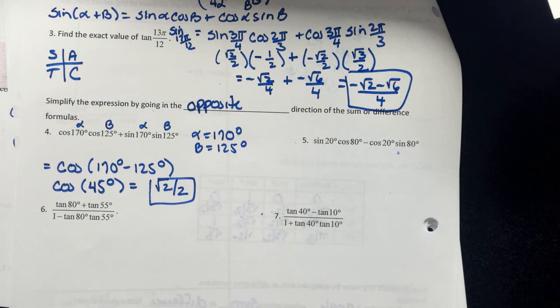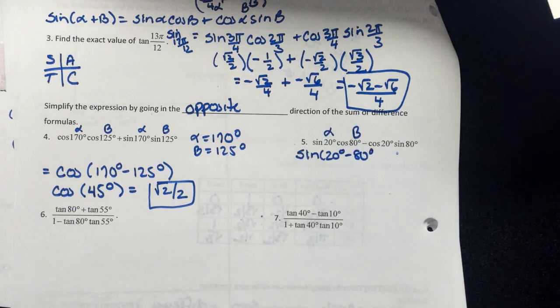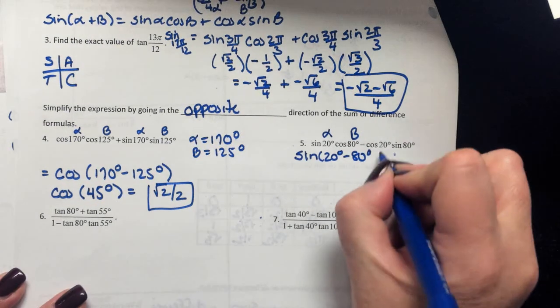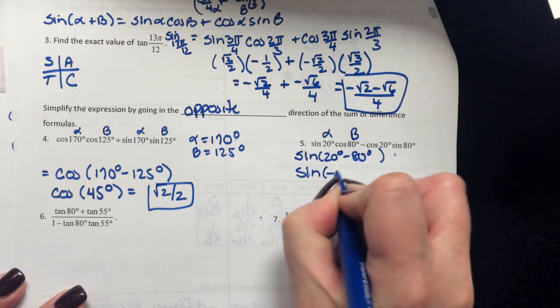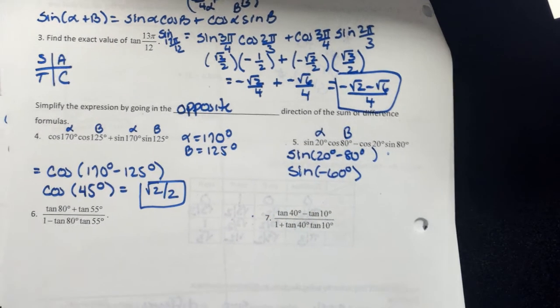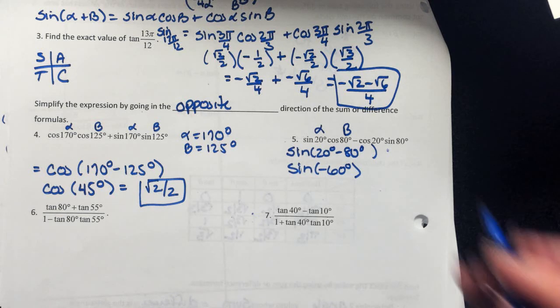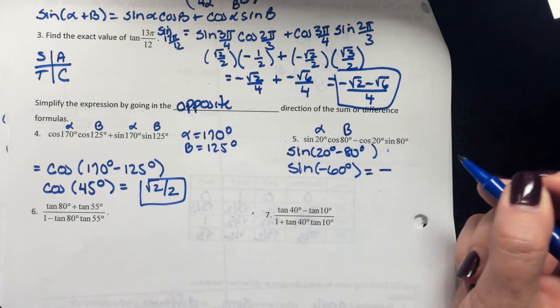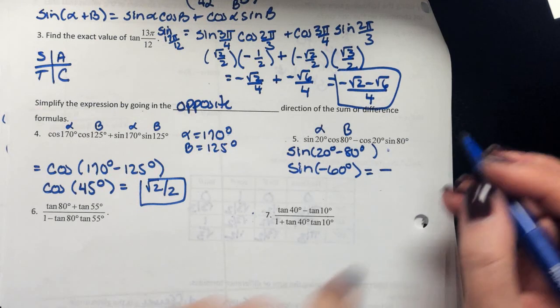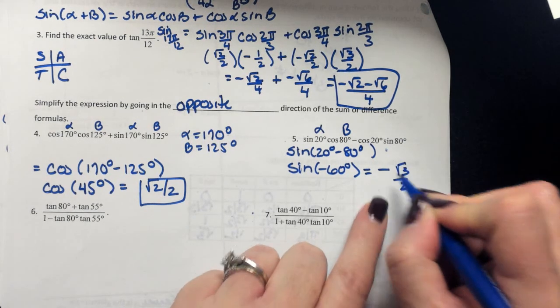Look at number 5 and see if you can pick what formula number 5 is coming from. Negative 60. So then I have the sine of negative 60 degrees. So where is negative 60 degrees located on the unit circle? Quadrant 4. Is sine positive or negative down there? Negative. So it's going to be negative what? Square root 3 over 2.